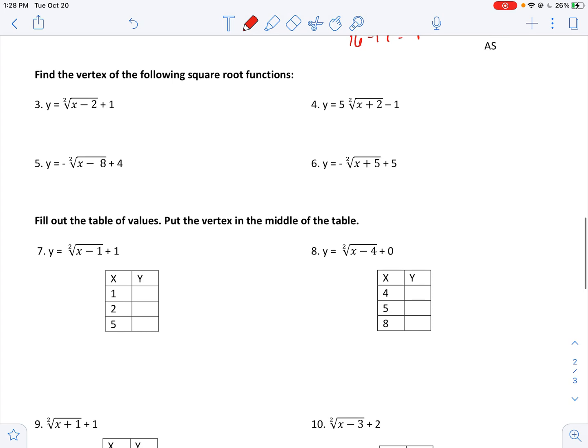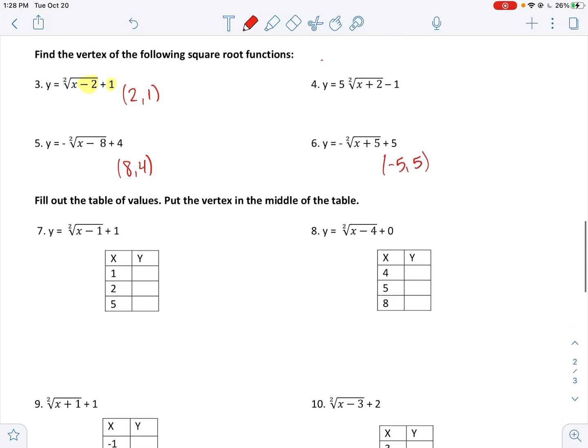Now finding the vertex, it's exactly the same as what we did before when we had our parabolas. And remember what we did to that number inside the parentheses. So think about that. It's the same exact process. So we're going to look at our two numbers, and whatever you see in the parentheses, you do the opposite. So this would be 2, 1, or this would be positive 8, positive 4, or this would be negative 5, positive 5.